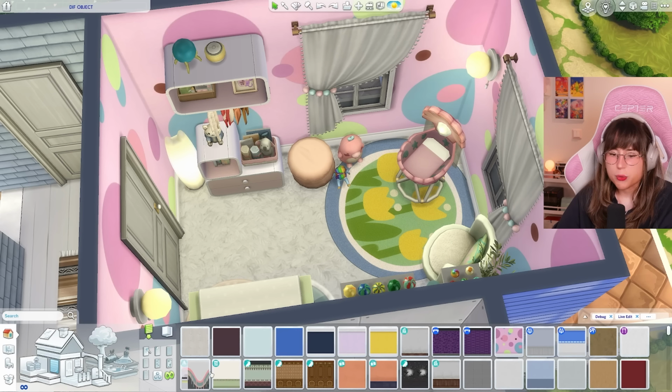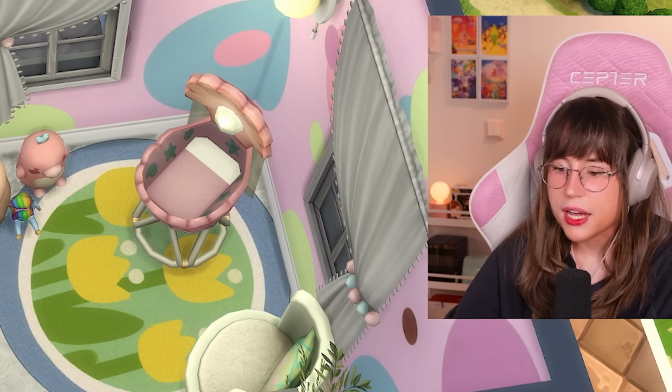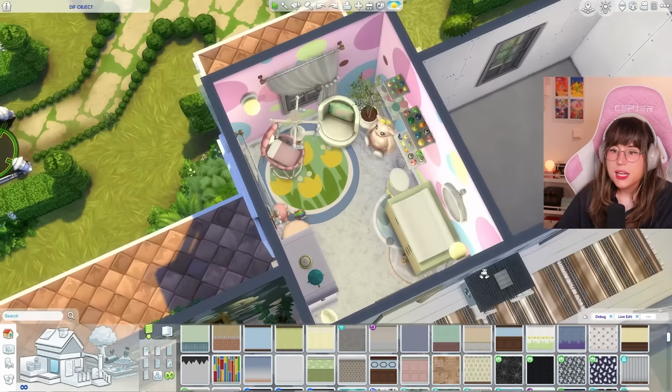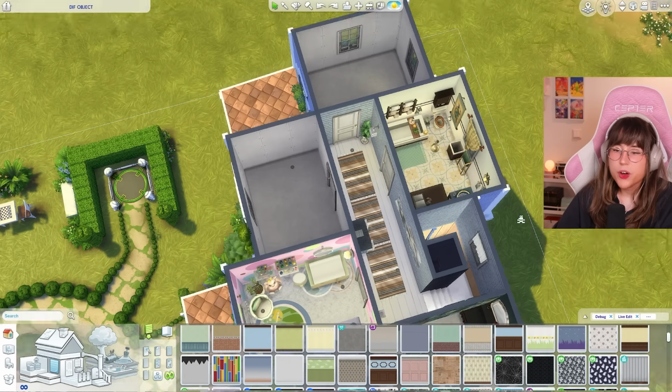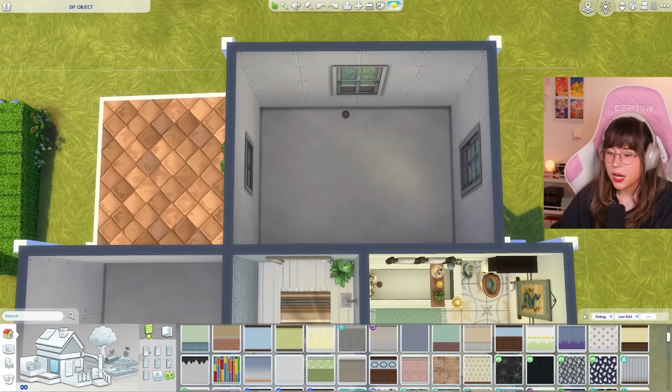I want to change up the wallpaper so bad. Like anything would be better. Literally, anything would be better. But that's how it's gonna be. Sad. I want to go home. But anyways, we are gonna move on, and we're gonna move on to the kid bedroom right over here. So let's generate for that.